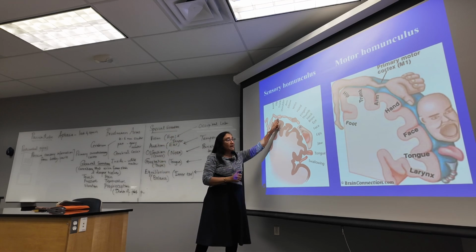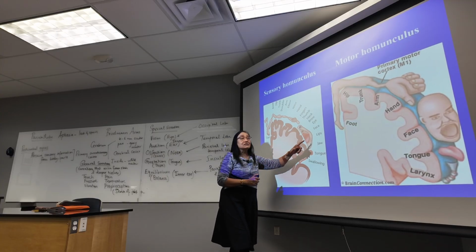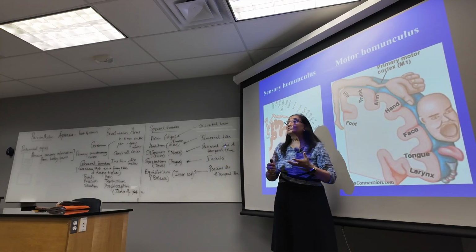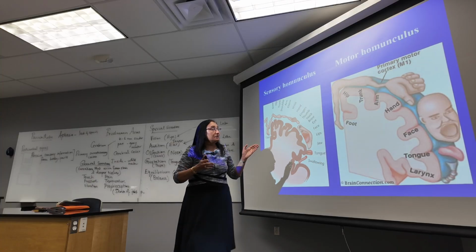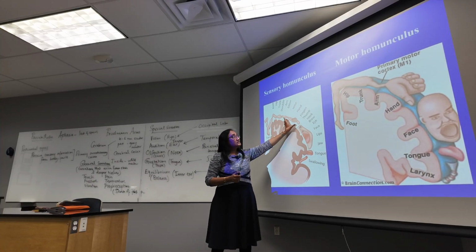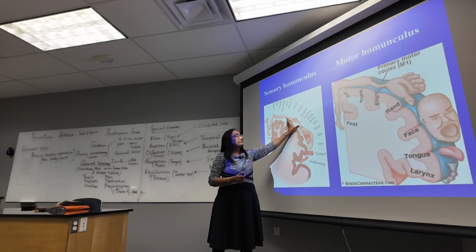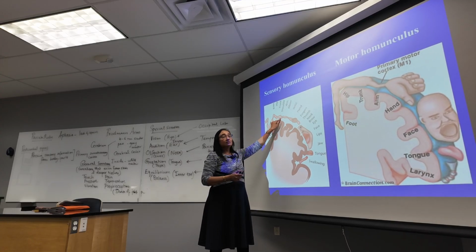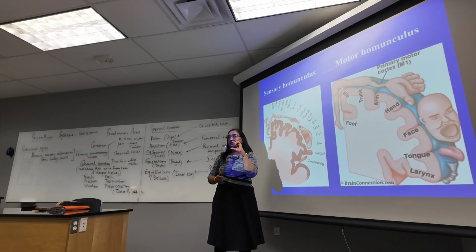Now this map, if you look at it, looks pretty distorted. It doesn't look like a normal human being. The face looks so big, the hands, the thumb and fingers look so big, whereas the trunk and lower limbs look very tiny.